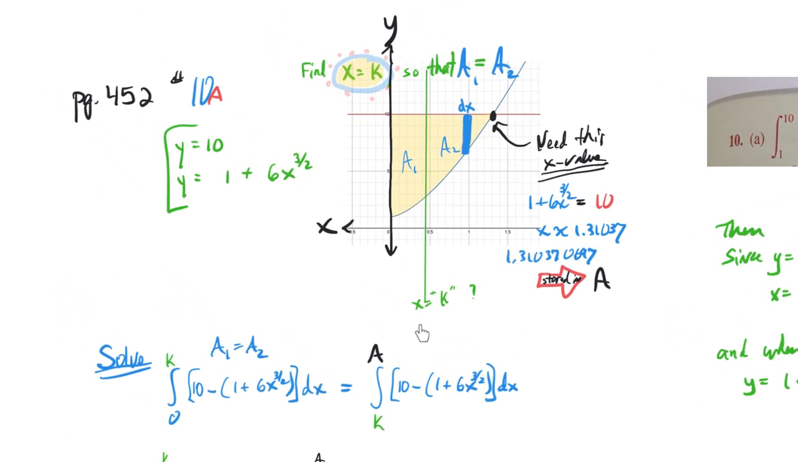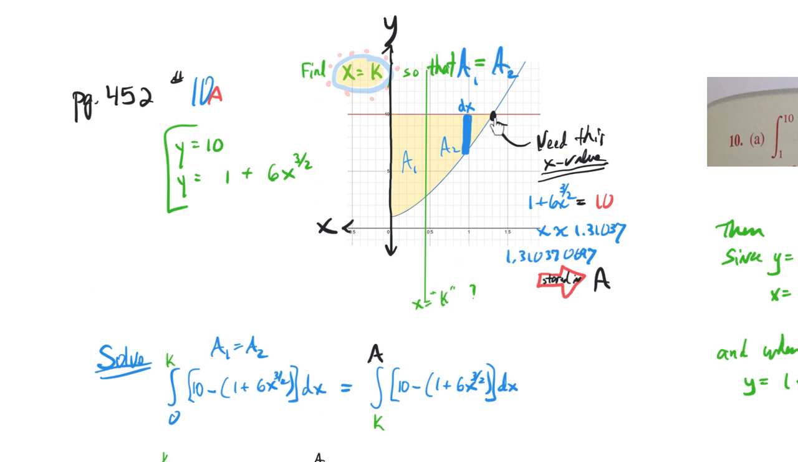There's the line x equals k. There's region 1 and region 2. They need to be equal to each other. So we let the area from 0 to k, x values for our dx radicand, and that should be equal to the area of region 2, which is from x equals k to x equals whatever this value is.